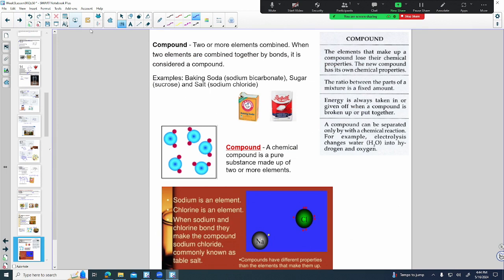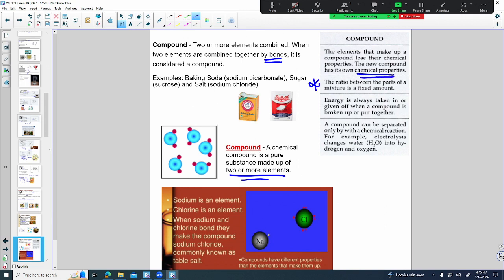Okay, a compound is different because you have two or more elements combined, and when they are combined, they are joined by bonds. That means they're chemically bonded. Baking soda, sugar, salt like sodium chloride, these are all compounds. So a chemical compound is a pure substance made up of two or more elements. The elements in a compound lose their properties, and the new compound has its own chemical properties.